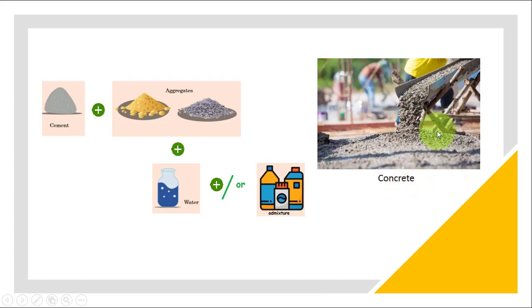Concrete is produced by mixing cement, fine aggregate, usually sand, coarse aggregate, and potable water. Sometimes we add admixtures in concrete to get the desirable properties in concrete. The strength of concrete depends on the properties of ingredients.